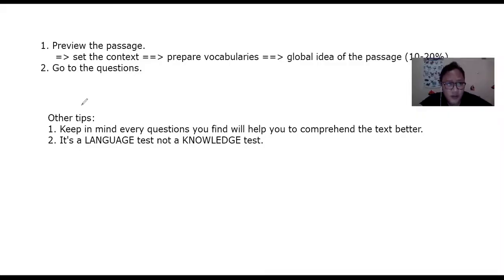Okay, class, so that's how you answer it, and those are some strategies that you can use. Remember the strategies that I told you before. Here are the strategies. First, preview the passage, and then you go to the questions. Also, keep in mind that every question you find and answer will help you to comprehend the text better. So the more you answer them, the more you read the questions, the better you will understand the text. Okay, so that's all from me. Bye bye.